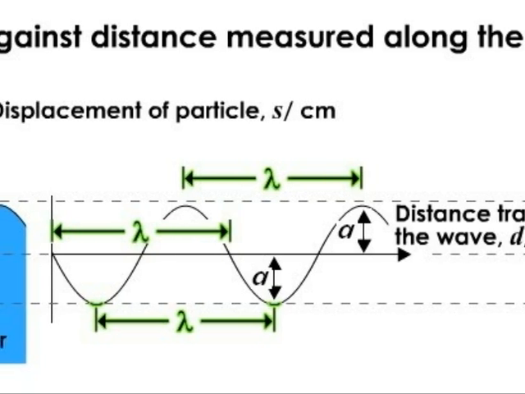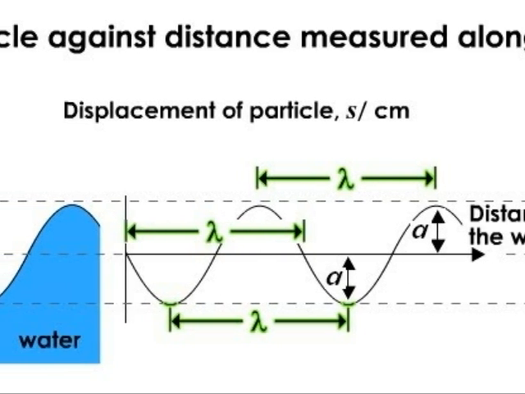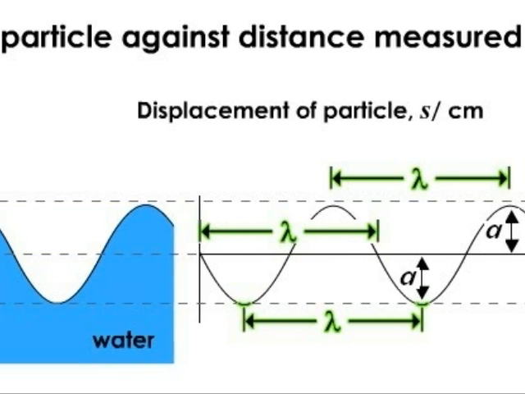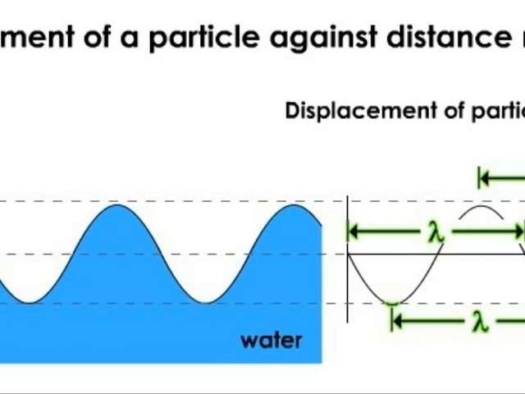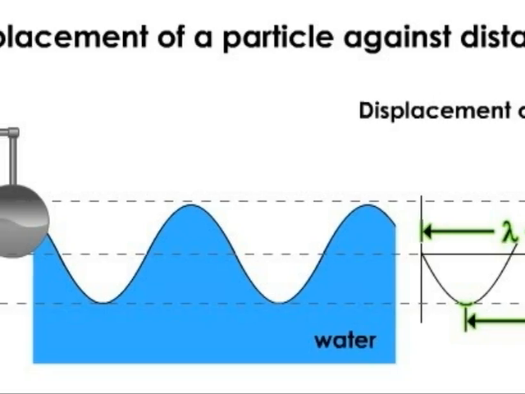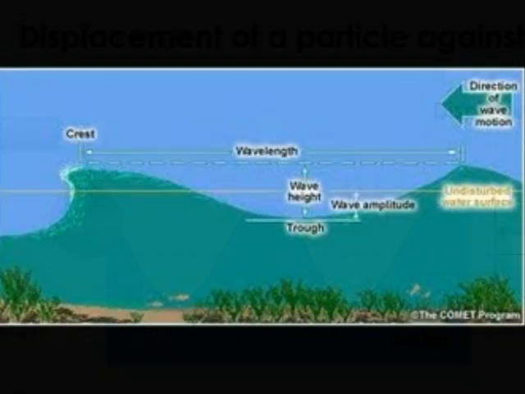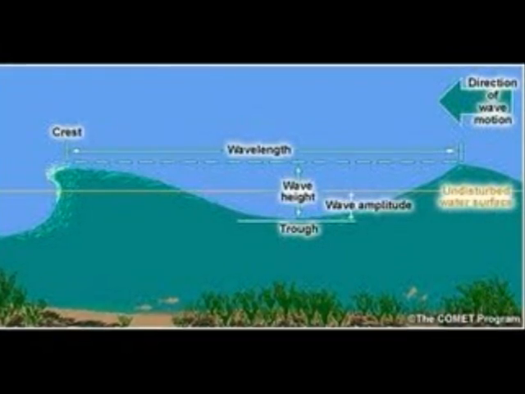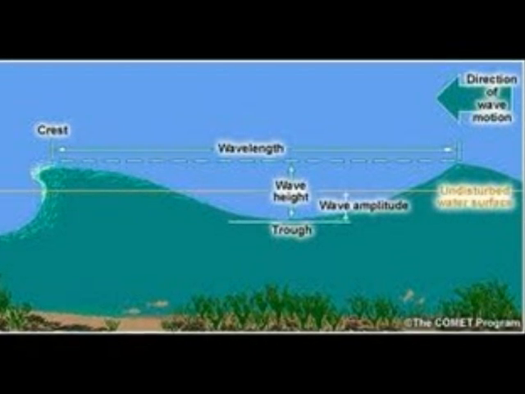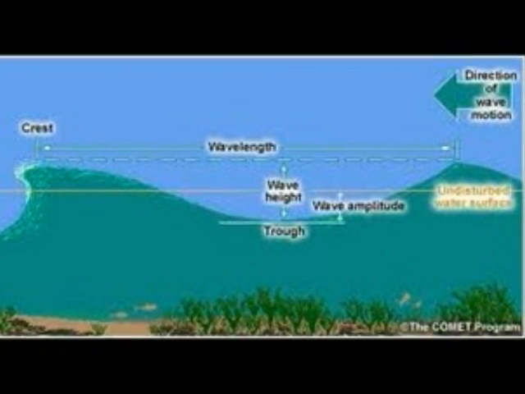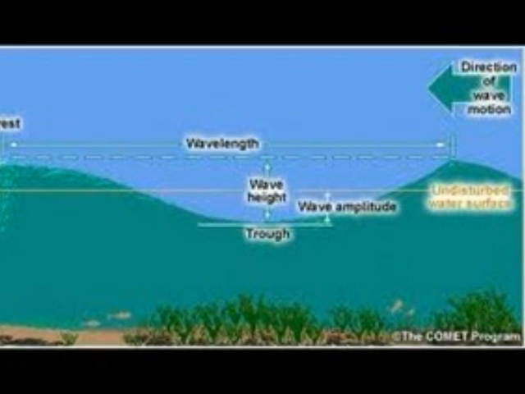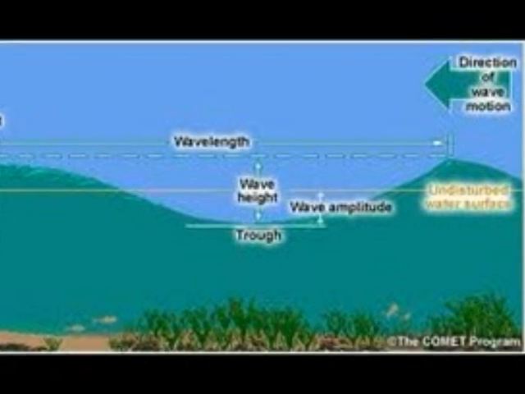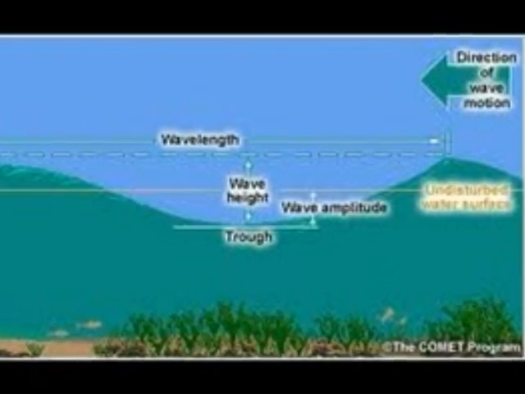On a displacement distance graph, only the amplitude and wavelength of waves can be identified. The amplitude of a wave is the maximum displacement of a particle from its undisturbed position, while the wavelength of a wave is the distance between two successive crests or troughs.